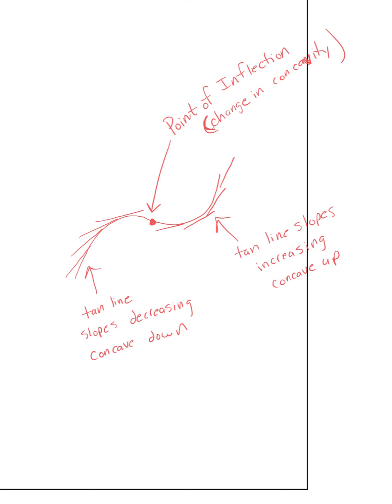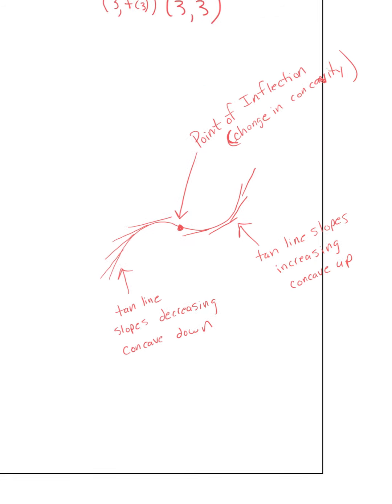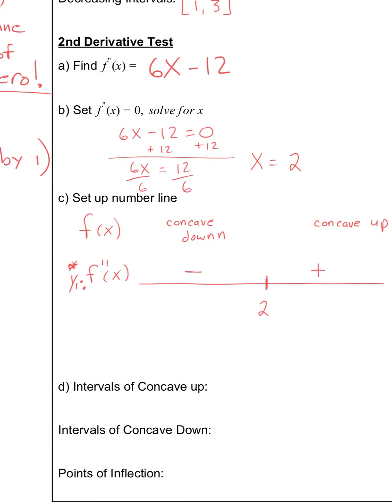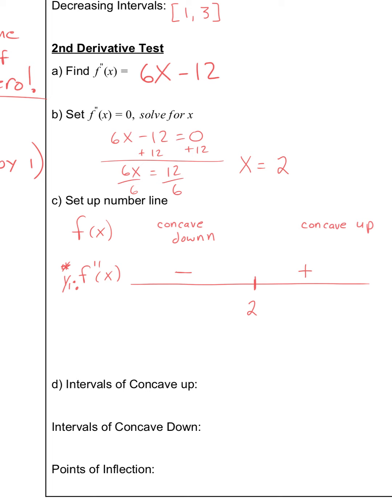Okay, so let's go back over here to our number line for our second derivative test. Our second derivative tells us about the concavity of the original function. So here the concave up interval is right here, so we can list out that interval from 2 to infinity.